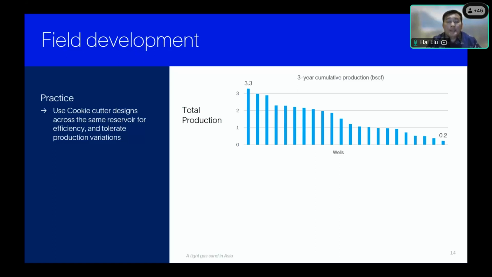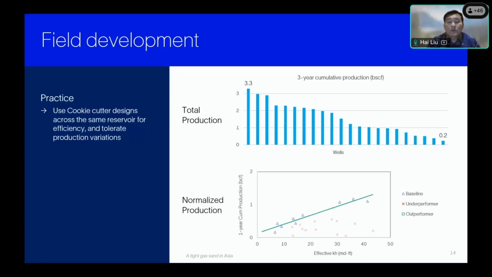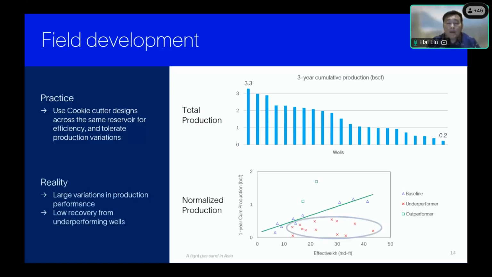If this is all caused by variations in reservoir quality, as measured by EAGE, we should expect a linear trend after we normalize production to reservoir quality. However, if you look at the bottom graph, a large number of wells were underperforming and below the trend line, shown by the red crosses on that chart, and these wells are definitely not stimulated optimally. So to get the best production outcomes, we need to design every stimulation job based on reservoir conditions.